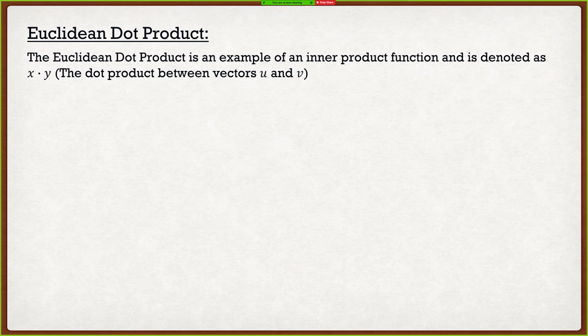Now, the next one that we're going to talk about is the Euclidean dot product, and this is going to be one of the more important ones moving forward. The Euclidean dot product is an example of an inner product function and is denoted as x dot y, or I guess u dot v. I forgot to change that. It is the dot product between vector u and vector v. Now, my question for you guys really quick is, what is an inner product function? Do any of you know what an inner product function is?